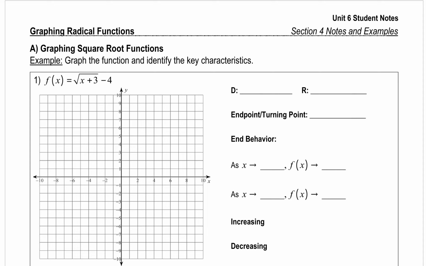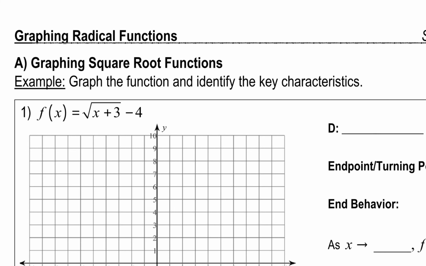This is Unit 6, Section 4 notes. So now we're going to move on to graphing radical functions. Now we're only going to graph square roots and cube roots. Don't want to get too crazy. So that's it. Let's do the first one, graphing square root functions.